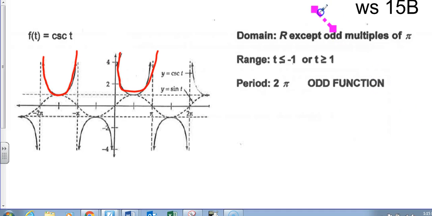All right, is this right? The domain is all real numbers except odd multiples of pi. There's one at 0. There's one at pi. There's one at 2 pi. Are those only the odd multiples of pi? It should say all multiples of pi. The cosecant is undefined at all multiples of pi.